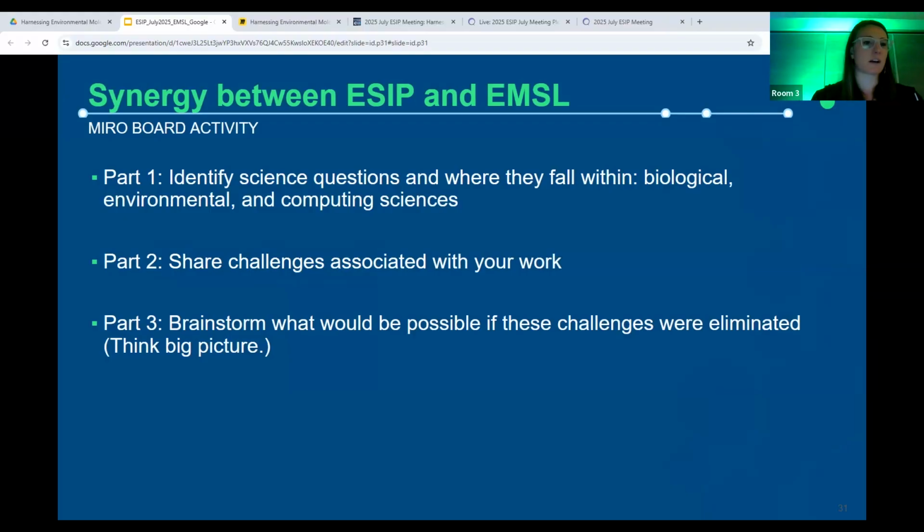We're going to talk a bit about your science questions and where they may fall within those EMSL areas, so biological, environmental, computing sciences, and how they align to EMSL. We'll share some challenges with that and then brainstorm what we could do if those challenges got eliminated.